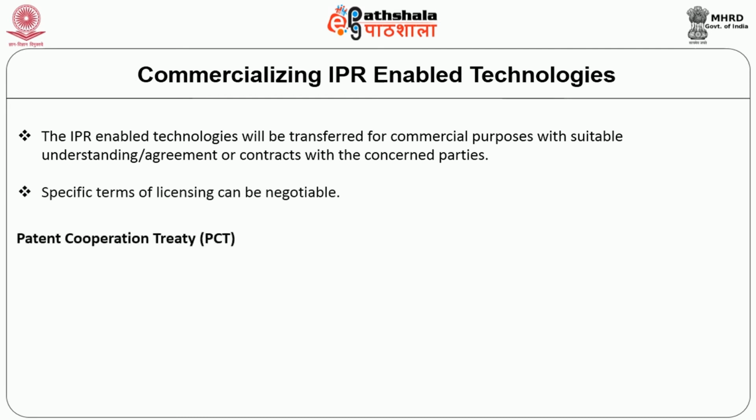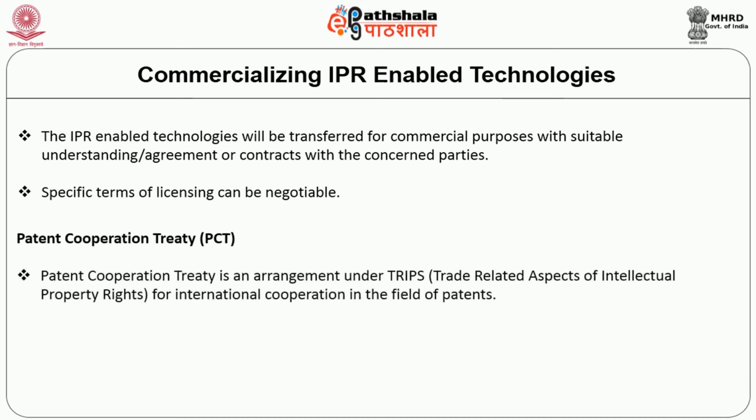Then the Patent Cooperation Treaty, PCT. Having seen the patent application at a national office and the procedure to get the patent, now we will see the international phase. What is possible if you want to file the patent at the international level or in more countries? The Patent Cooperation Treaty is one such arrangement, coming under TRIPS, that is trade related aspects of intellectual property rights. Its main aim is international cooperation.